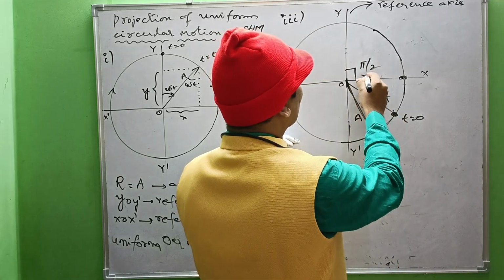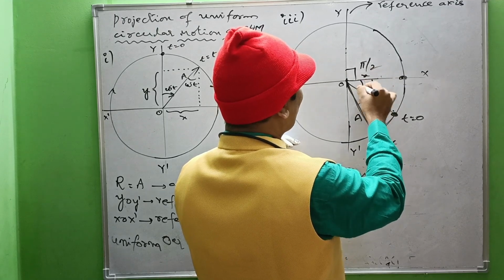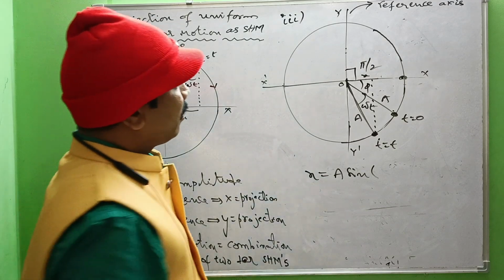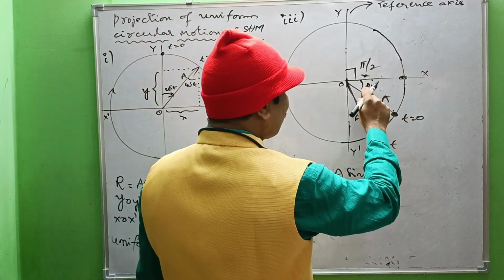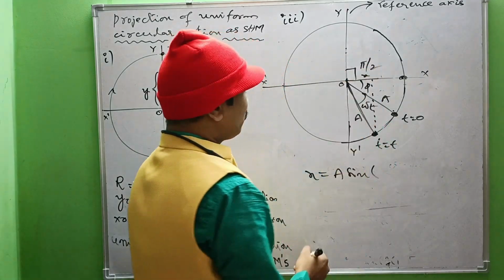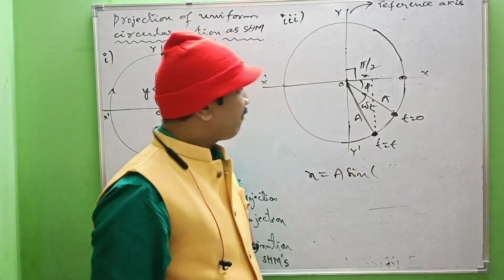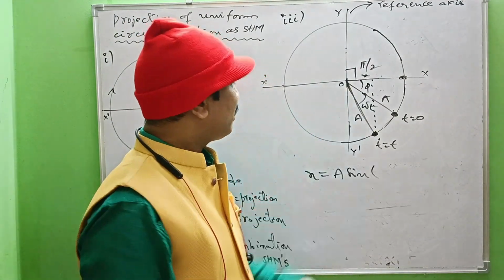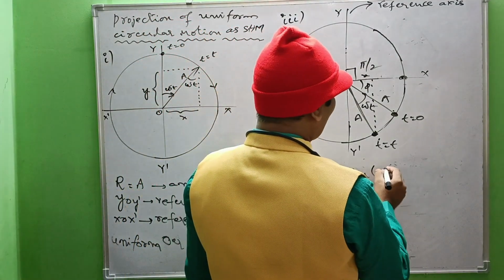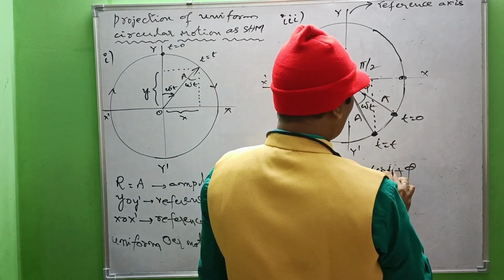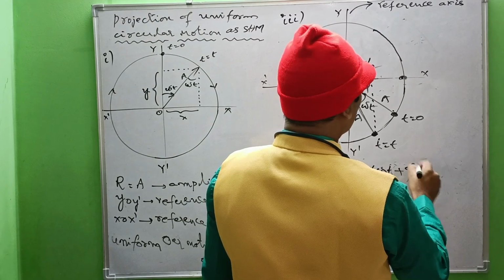Now what is this angle here? This is x. What is this angle here? Some pi. Okay. So from here to there pi. From here to there omega t. From here to there pi by 2. So what is the ultimate angle here? Phase angle pi by 2 plus pi plus omega t. So therefore sine of total phase, omega t plus pi plus pi by 2.